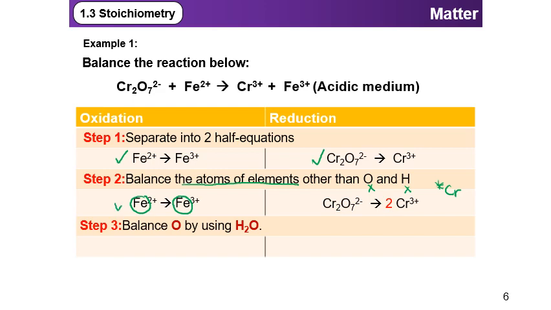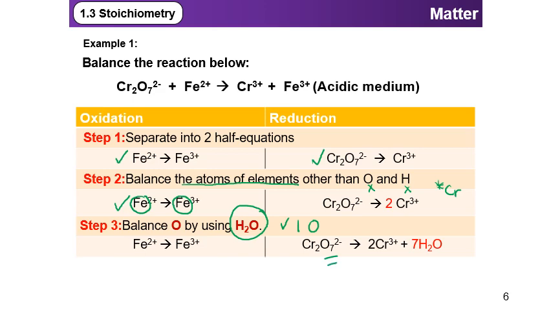Next we go to step 3, where we balance the oxygen. The first half equation, Fe2+ to form Fe3+, has no oxygen, so we just rewrite the half equation. However, for the second half equation, Cr2O7 2-, we notice that there is oxygen. There are 7 oxygen, and to balance oxygen we need to add H2O. Each H2O consists of only 1 oxygen, and here we have 7 oxygen, so we need 7 H2O.